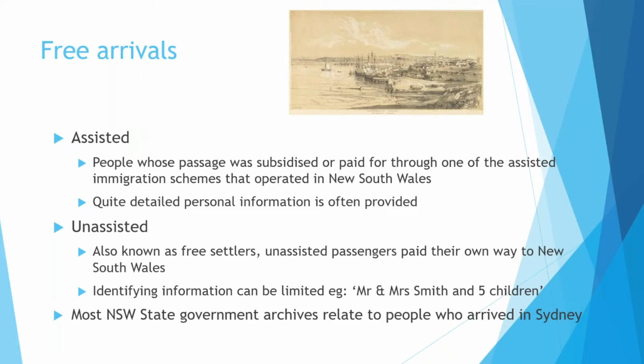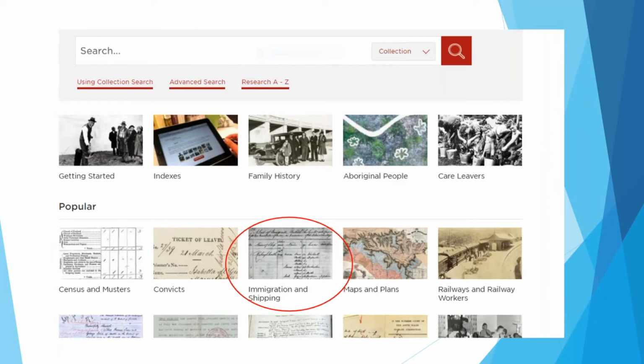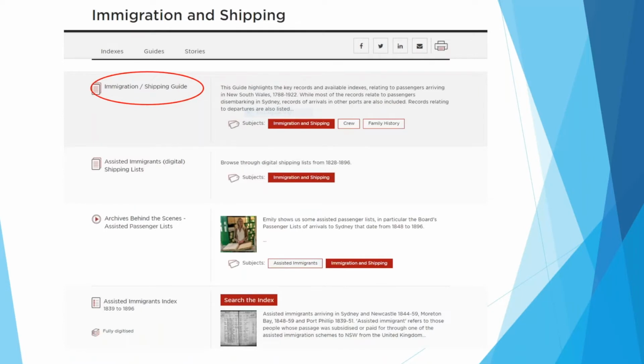So as with the convicts, you can access the guides and indexes from our homepage, the immigration and shipping. That one will take you to all the resources we have about immigration and shipping. Again, if you just wanted the indexes, you would go to Online Indexes I for immigration. So you see that we have the immigration guide, and just below that you'll see assisted immigrants digital shipping lists.